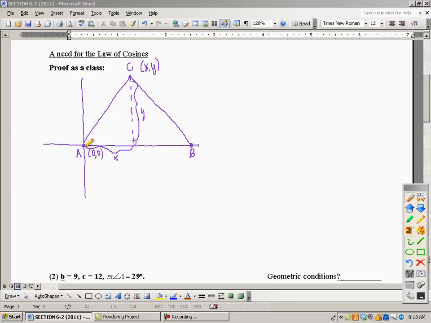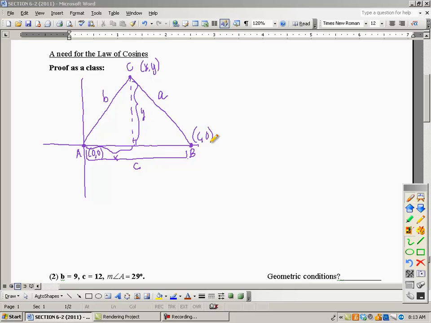Now as I label my triangle, across from angle A is side A. So this length over here is side A. Across from angle B is side B. And this whole distance here is side C. So can I label a point? Well, I know this is 0, 0. If this whole length is C, then this is the point C, 0.